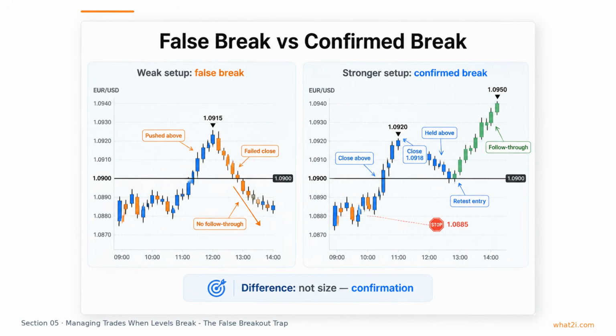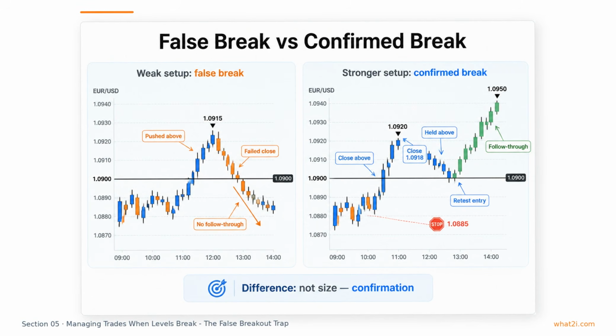This Euro example shows the difference between a false break and a confirmed one. On the first attempt above 1.09, price pushed through the level but failed to close strongly and showed no real follow-through. That made the break weak, even if it looked exciting for a moment. Later, price broke 1.09 again, closed above it, and then held the area on a retest. That retest offered the stronger entry because the market had shown acceptance above the level. The key difference was not how far price moved at first, but whether the breakout was confirmed.